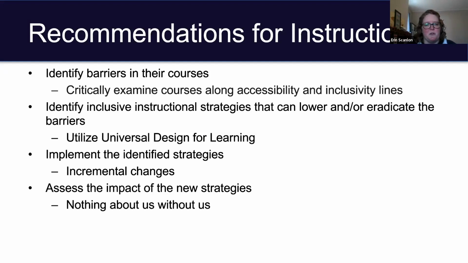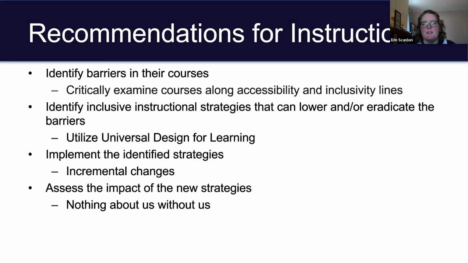So overall, the process that we're suggesting that folks consider utilizing is that we first of all can identify barriers within our courses by critically examining our courses along accessibility and inclusivity lines. Once we have identified the barriers, we can identify inclusive instructional strategies that can help us to lower these barriers. And we can utilize frameworks like Universal Design for Learning to help us do that. Then we can implement the identified strategies, making incremental changes from semester to semester. And then finally, we can assess the impact of the strategies on our students or our research spaces.